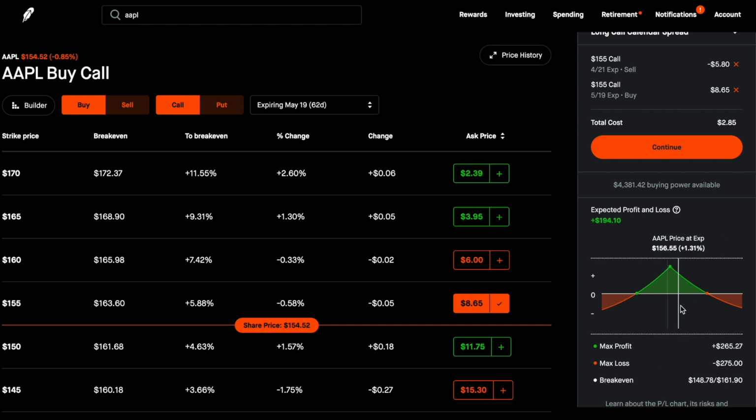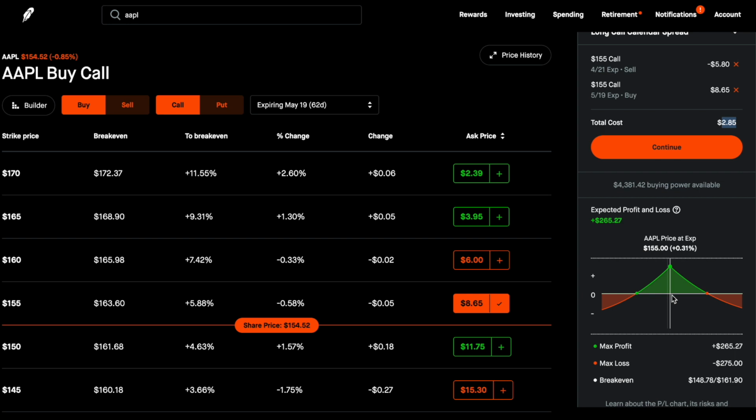So let's talk about break-even points, max profit, max loss, etc. So let's talk about max profit first. You can see the Robinhood platform calculates the max profit to be $2.65 and 2.27 cents. That's if we pin the 155 strike right as the front month option expires.